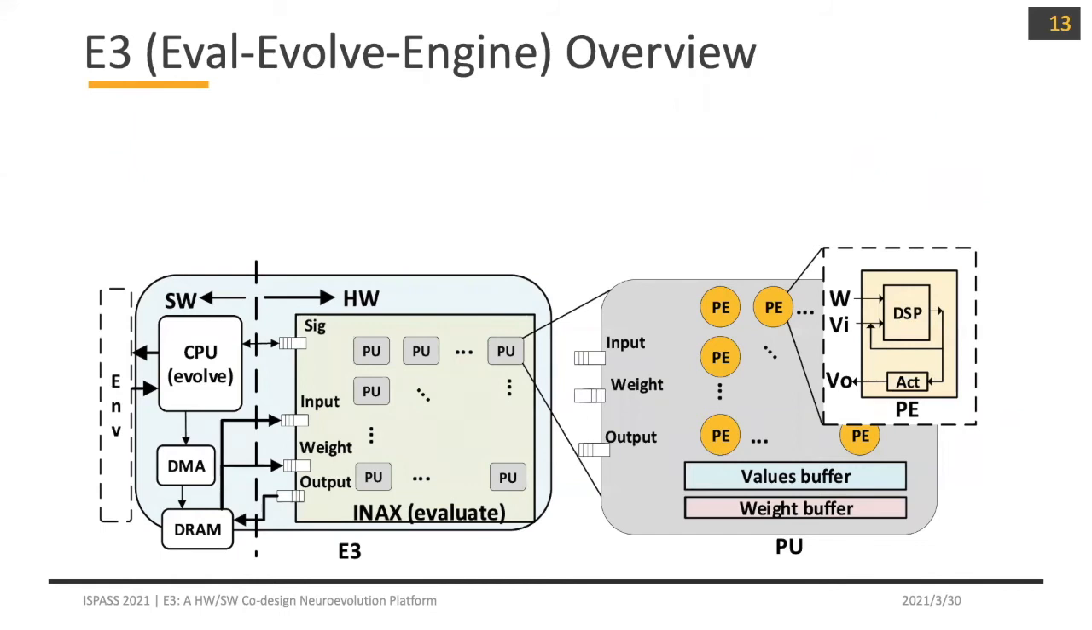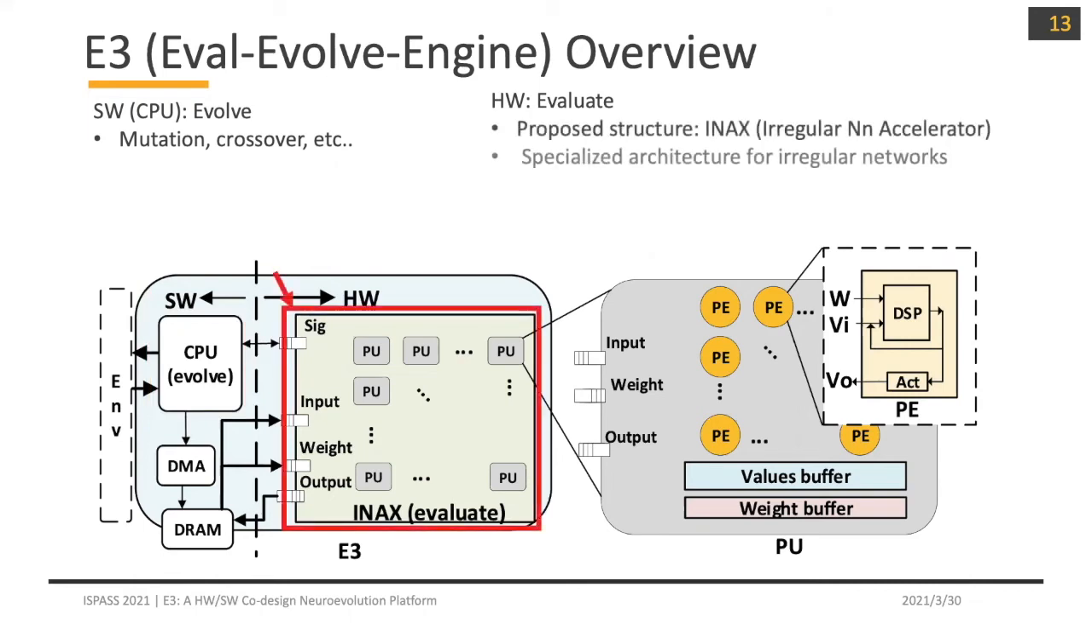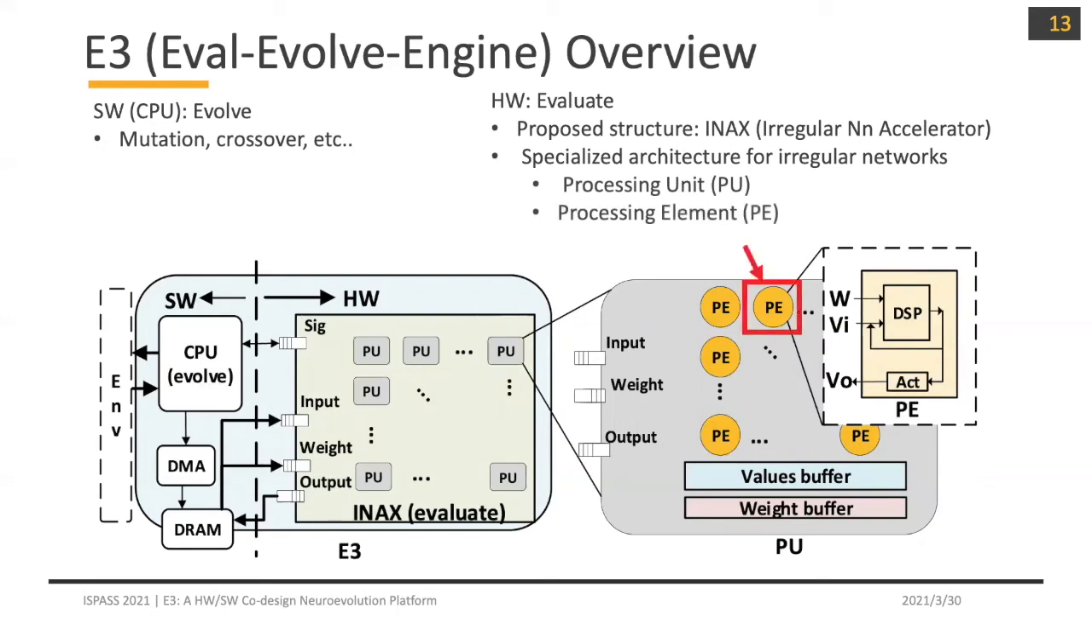Now let's look at the architecture of E3, the Eval Evolve Engine. It has a software part and a hardware part. The software part is in the CPU, which deals with the evolve function, including mutation, crossover, and so on. The hardware part is dealing with evaluate. And we propose a structure for it. It's called INAX, Irregular Neural Network Accelerator, which is a very specialized architecture for irregular networks. Inside INAX, there are a lot of processing units, PUs. And in each PU, there are a bunch of processing elements, PEs.